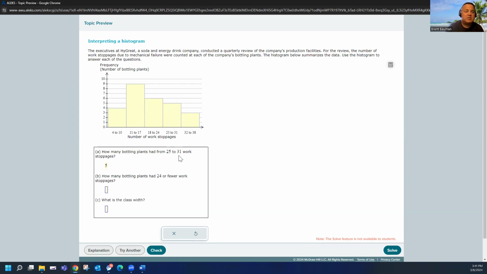You may find some that say how many for 18 or more. Well, in that case, you would go ahead and add up all 3 of these bars to work through the total there. Okay, and how many bottling plants had 24 or fewer work stoppages? So here's the opposite of that. We're dealing with 24 or less. So we're going to go with 6 plus 9, which gives us 15, plus another 4, which gives us 19.